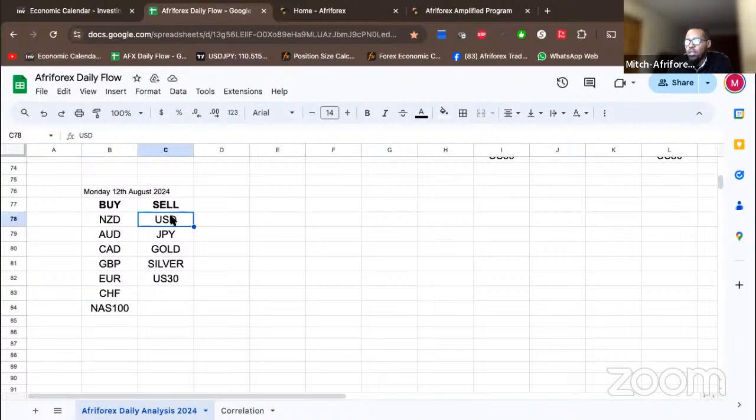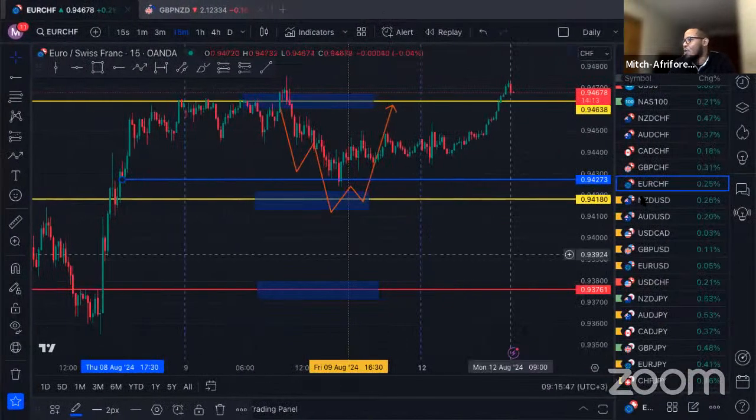So let's jump straight into today's pairs. We'll start off with the US dollar pairs, mix and match them with all the pairs on the buy side. Then we'll move on to do the same thing with the Japanese yen pairs before we have a look at the indices as well as gold and silver. So we'll start off with the New Zealand dollar against the US dollar.